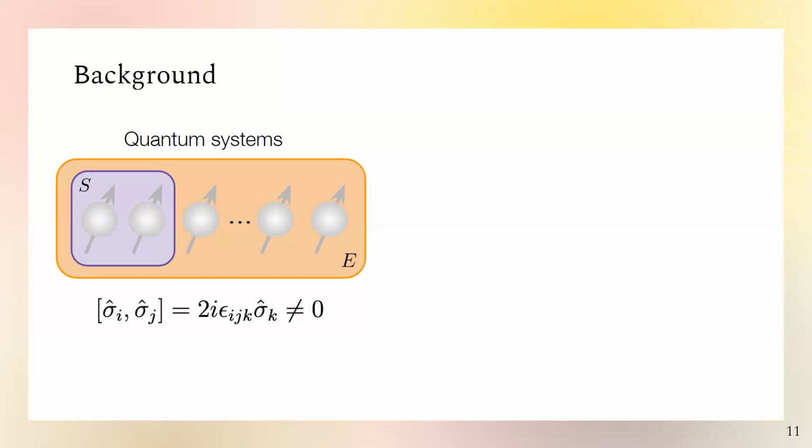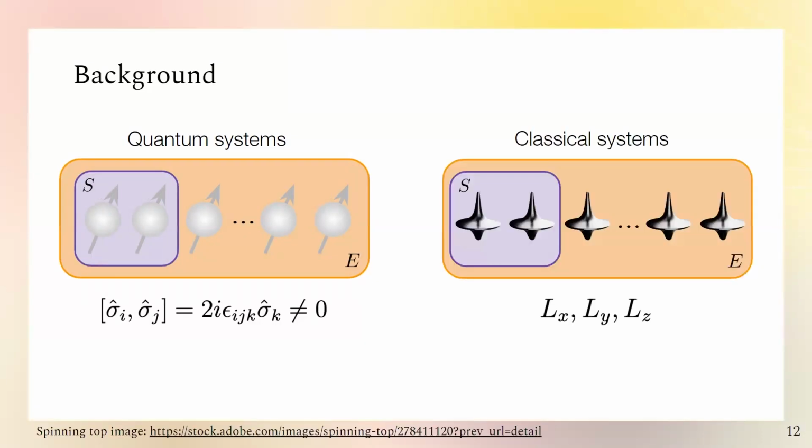What's the classical analog of this? The title of my talk is Classical Non-Abelian Thermodynamics. So the classical analog of a quantum spin is just a spinning top. You can take your favorite spinning top, a Beyblade or a dreidel, and you can imagine the same system here. Each spinning top has angular momentum components, x, y, and z, but these are just numbers. They're not quantum operators, so they will commute. It does not matter in which order you measure them, and they can be measured simultaneously.